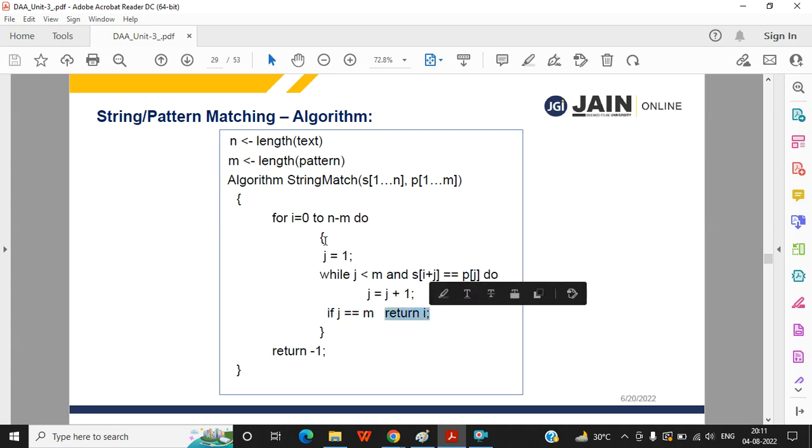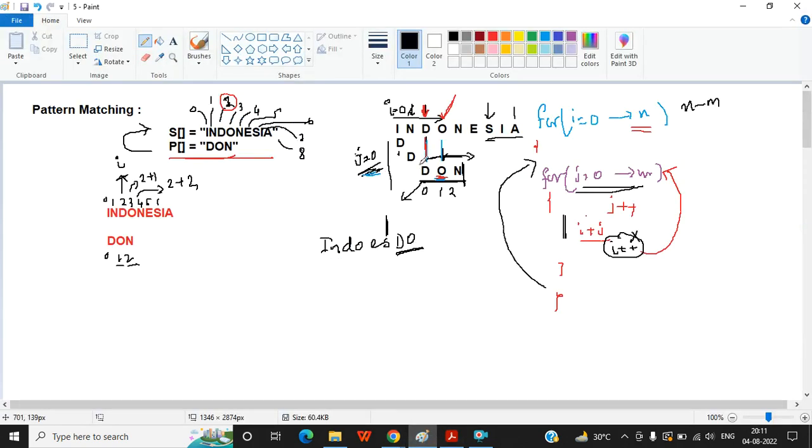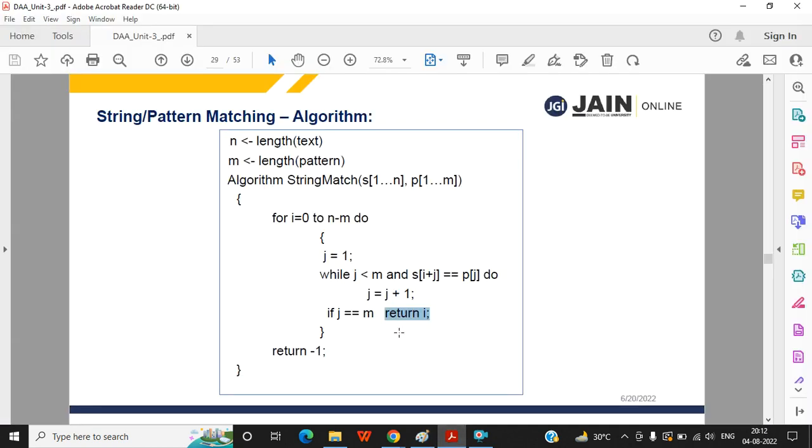Why i? Because from the ith position we actually started. See, after a successful search, j will be up to here. j will move to this position, but i will be standing over there. So the ith position is the position in the source string where the actual match was found. That's why we are returning the value of i.